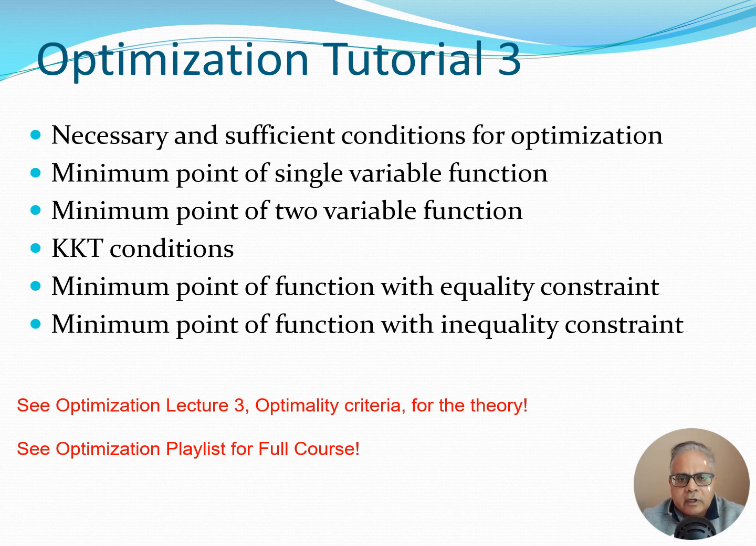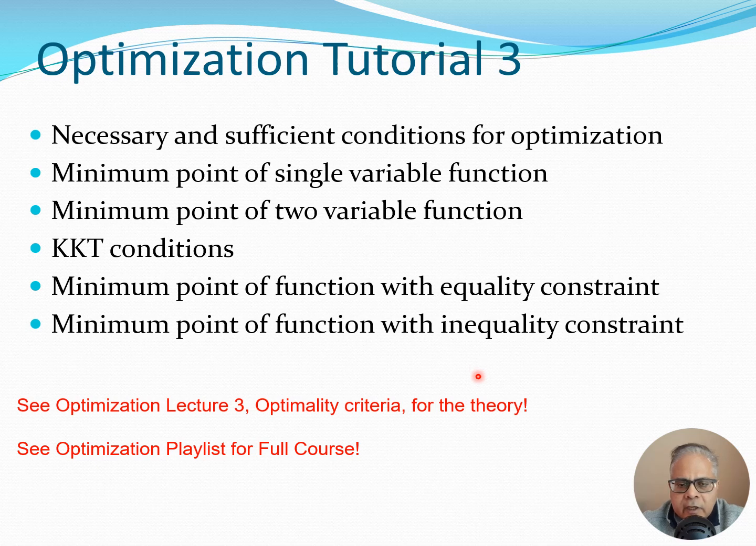So in today's tutorial, you learned several things. You learned about the necessary and sufficient condition for optimization, how to find the minimum points of a single variable function, of a two variable function. Once you know how to do these things for a two variable function, you can expand that concept to a three variable function, to a four variable function, to an n variable function, if you start thinking in terms of gradients and Hessian matrix. We also saw how the KKT conditions can be used to get the optimal points or the feasible points for a problem.